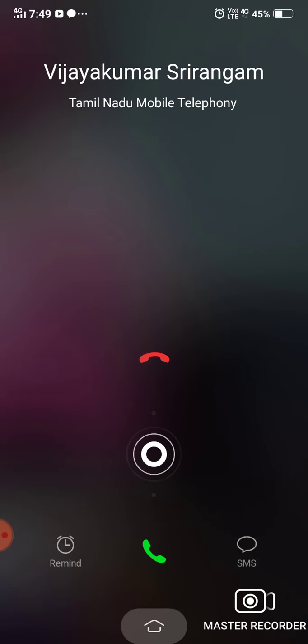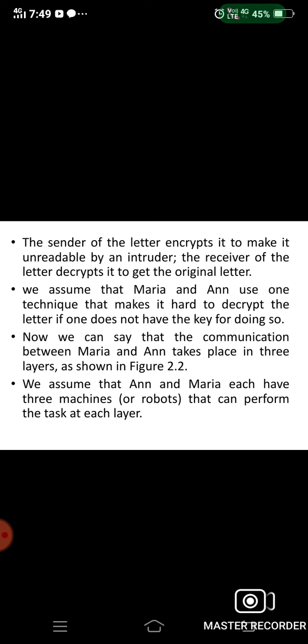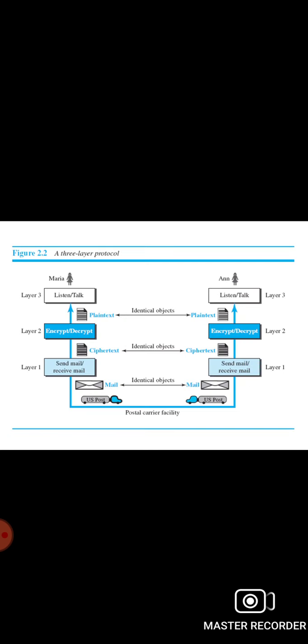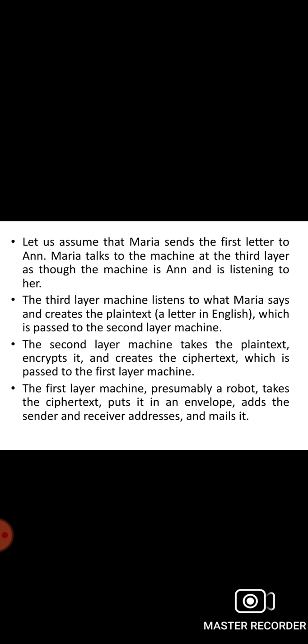Now, we can say that the communication between Maria and Anne takes place in three layers. We assume that Anne and Maria each have three machines that can perform the task at each layer. So this diagram shows that second scenario.